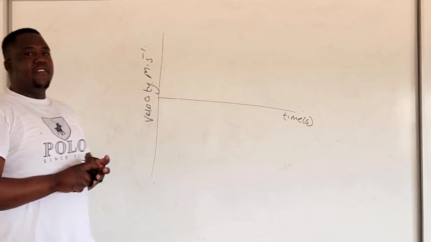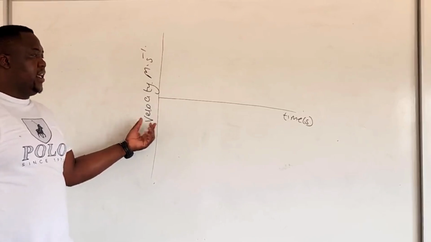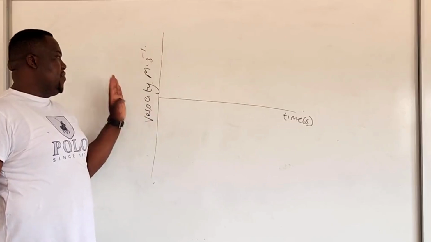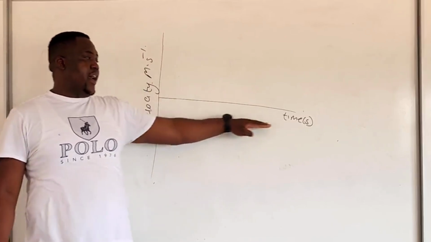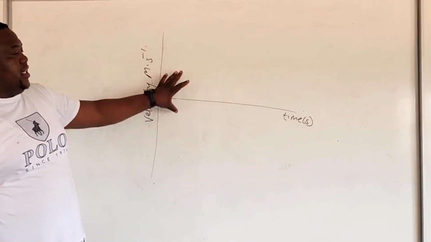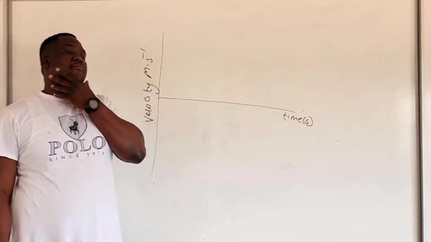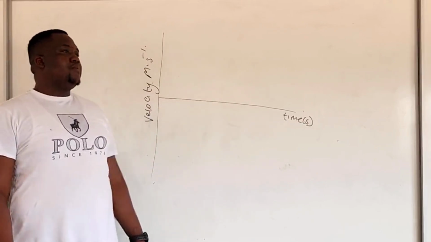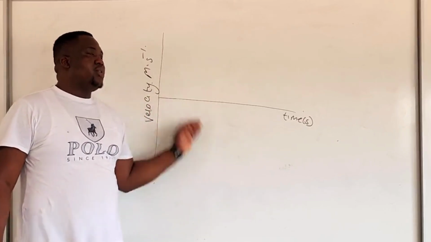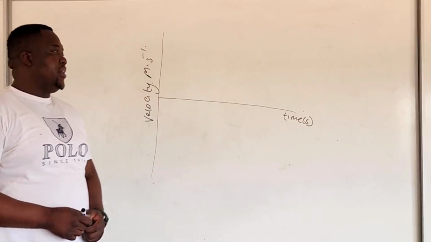Whenever you draw the velocity time graph, you need to clearly indicate the axes. You need to write that the y-axis has the velocity in meters per second, and the x-axis has time in seconds. So this is the Cartesian plane for the velocity versus time graph. Now I can talk about a scenario, then we will be drawing different graphs based on different scenarios that I will be giving.